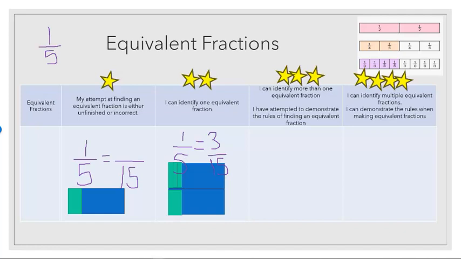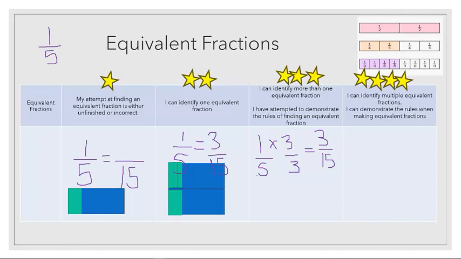So let's go to 3 stars. I can identify more than one equivalent fraction. I have attempted to demonstrate the rules of finding an equivalent fraction. So in this example, you would be going 1/5 equals 3/15. And the main bit that we're looking for here is the fact that you have multiplied top and bottom by the same value.